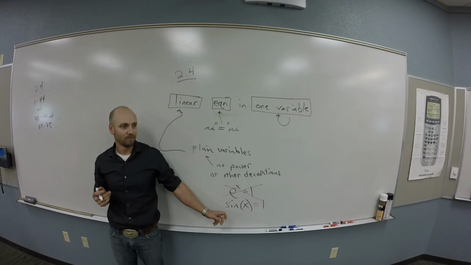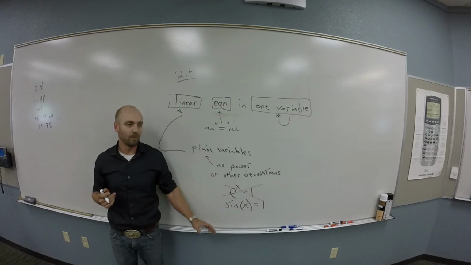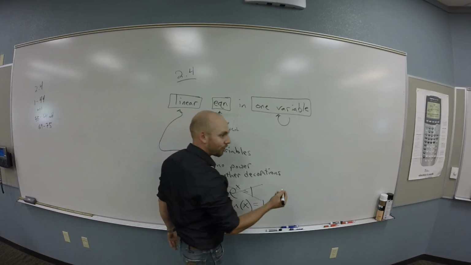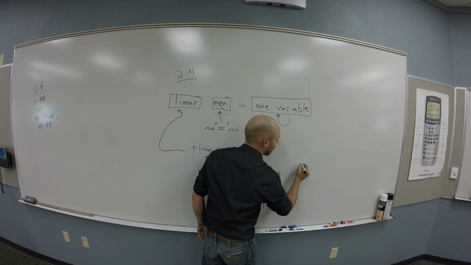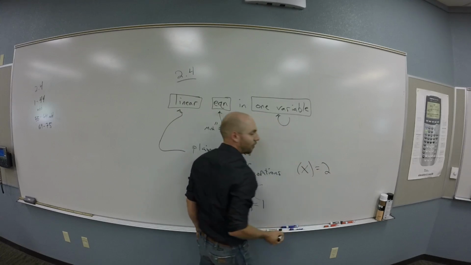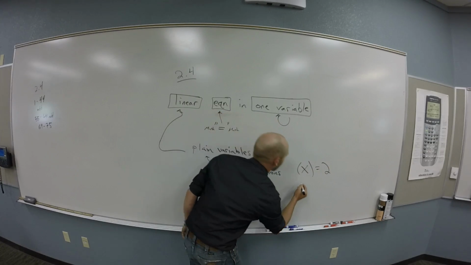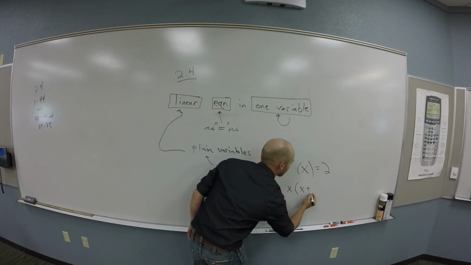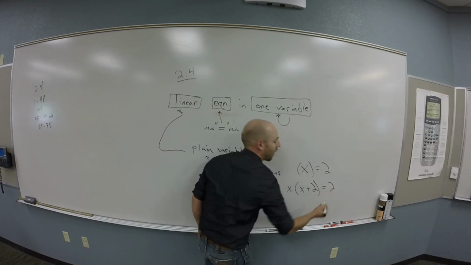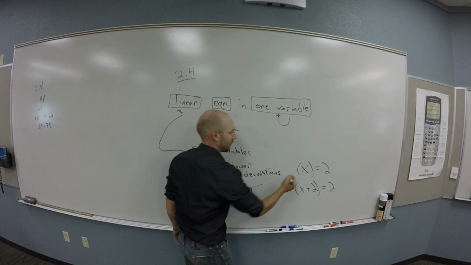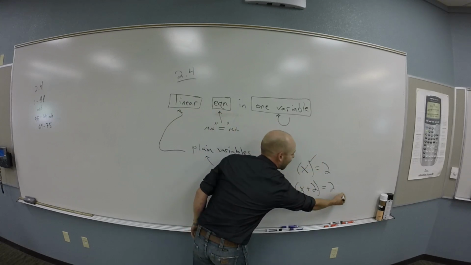So no parentheses either? Parentheses are okay as long as it wouldn't result in more than one power of x. So if I had like x equals 2, this is fine. If I had x times (x plus 2) is 2, this is not fine. This one's linear, that one's not.